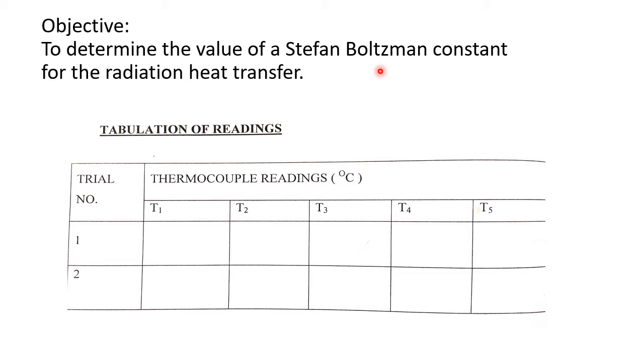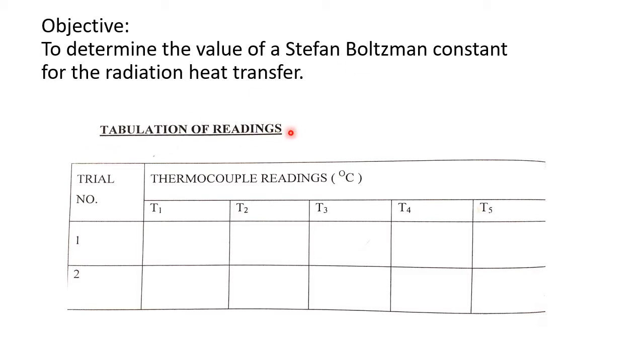Now what do you mean by the Stefan Boltzmann law? The Stefan Boltzmann law states that the total radiant heat power emitted from a surface is directly proportional to the fourth power of its absolute temperature. That is, Q is directly proportional to A into T to the power 4. If I remove the proportionality, Q is equal to sigma into A into T to the power 4, where sigma is nothing but the Stefan Boltzmann constant. Its standard value is 5.67 into 10 to the power minus 8 watt per meter square Kelvin to the power 4. That value we are going to calculate here by using the experimental method.